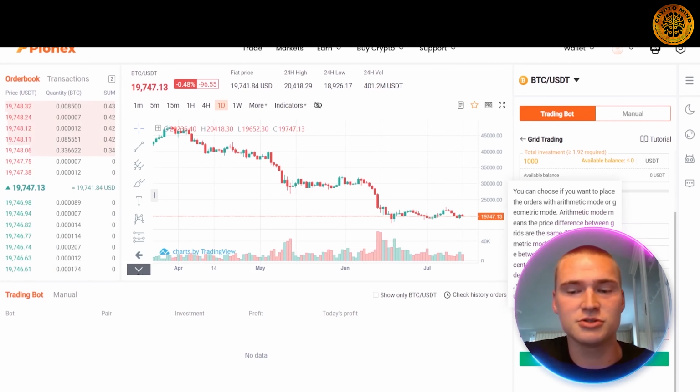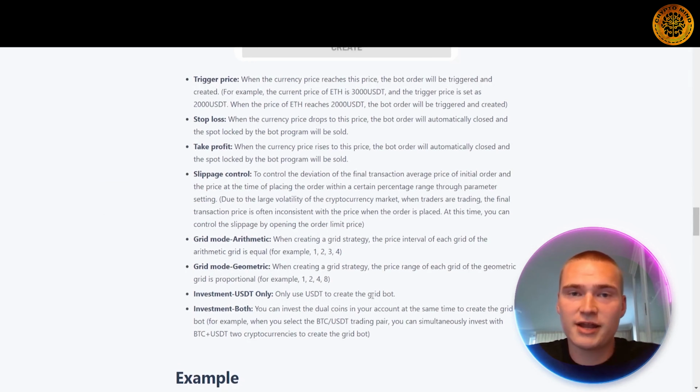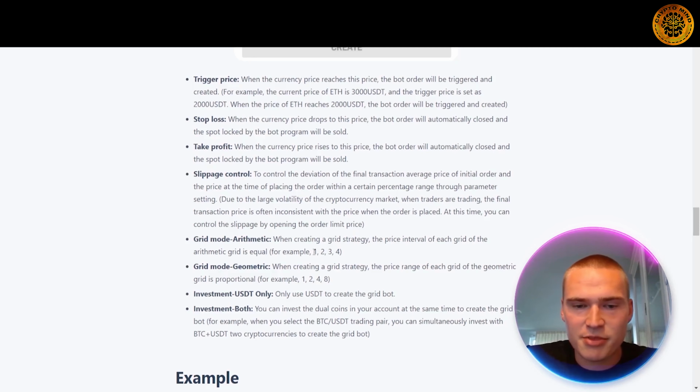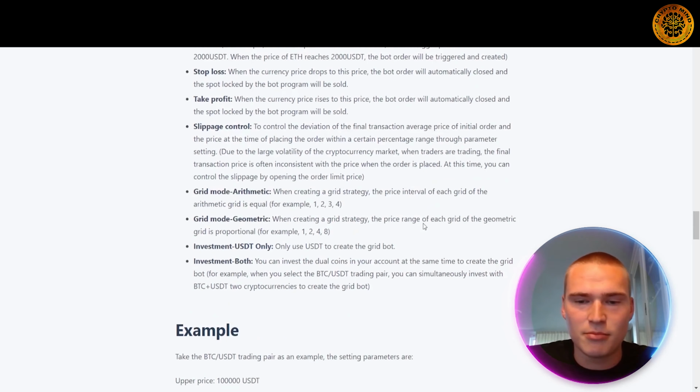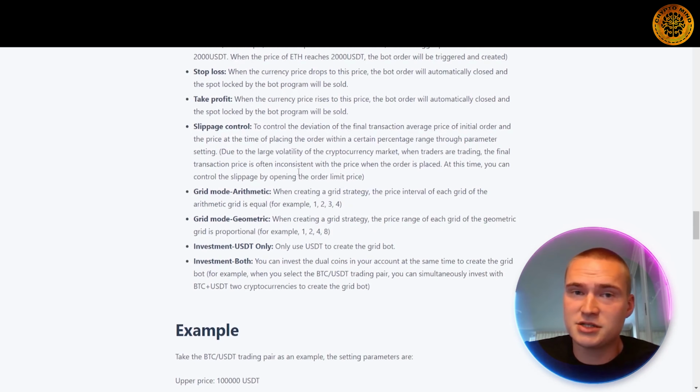And you can choose the grid mode too. So for that, I wanted to get into this. You can use the grid mode arithmetic or geometric, and what it basically means, it's the way it creates these grids. So for example, with arithmetic, it would be 1, 2, 3, 4. So the interval between each grid is equal. But when you use the geometric, you would use 1, 2, 4, 8. So it's proportional. That's the difference in both. And depending on your strategy, you can use both.